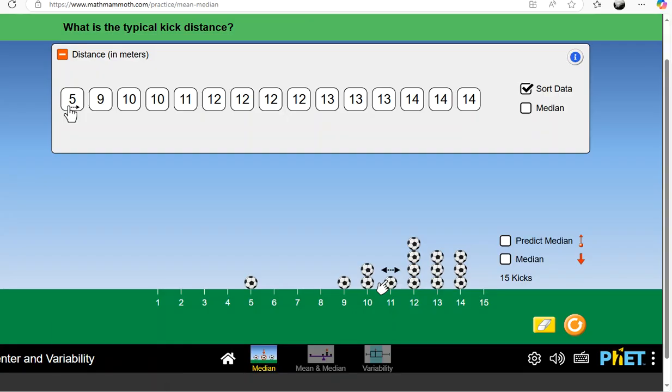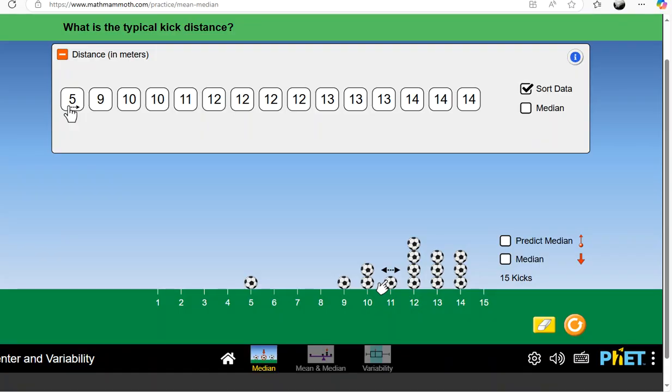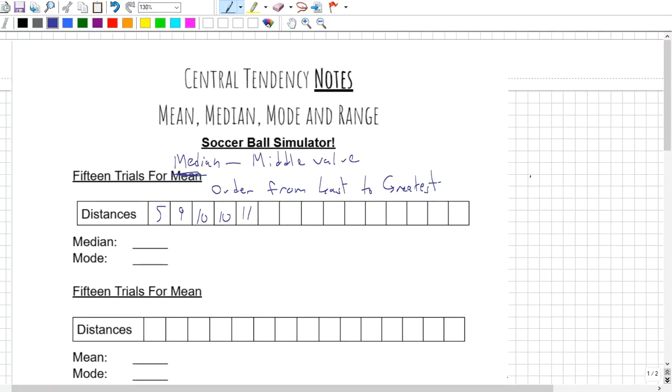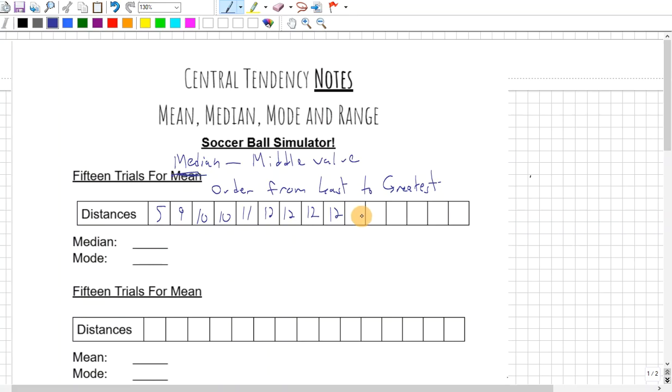So I have 1 5, 1 9, 2 10s, 11, 4 12s, writing in all of our data from here, 3 13s and 3 14s. Okay, so I have all my data written down. That should be a 14 at the end.